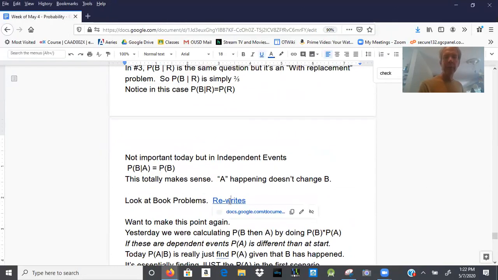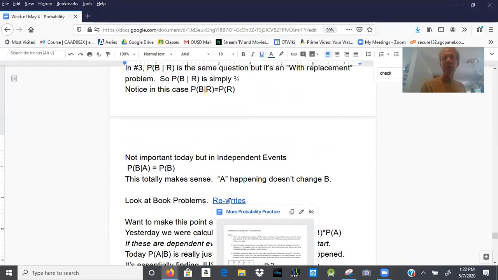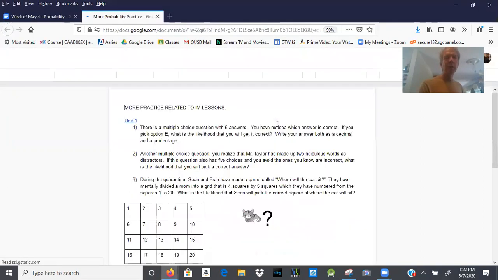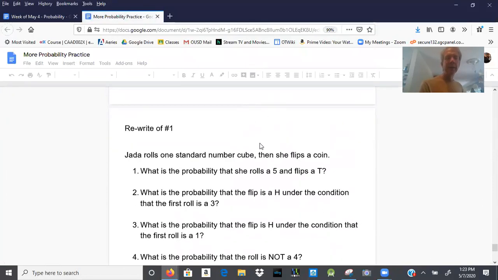So there were some problems in the book, which I did in my first two classes this morning, and I realized one of them I kind of didn't like, so I rewrote it. And it'll come up in a minute because I'm going to have you do a short practice quiz as well. So I just want to go over it. And then if anybody has any questions about any of the other problems, they can ask.